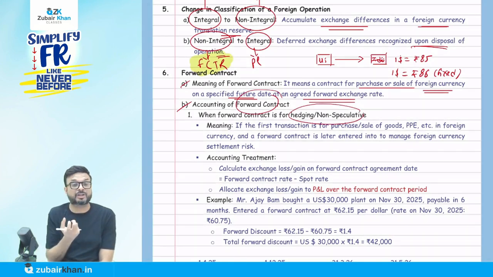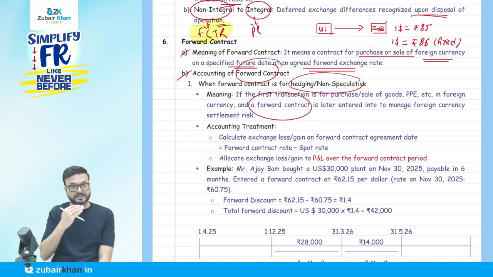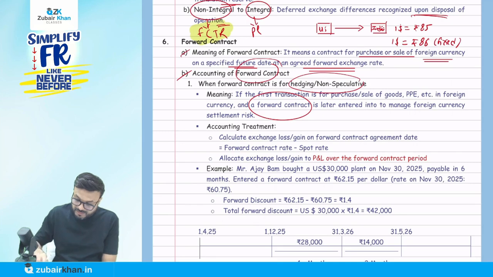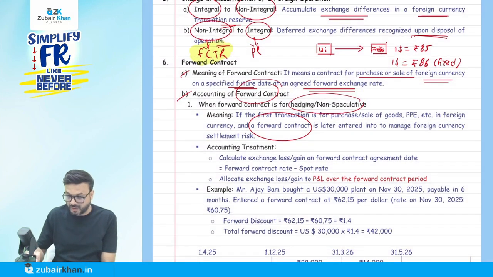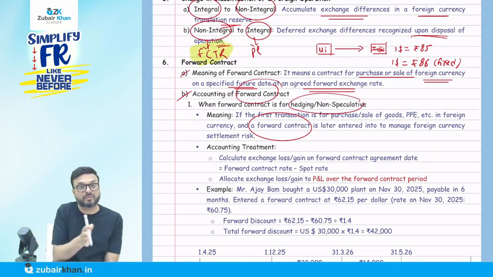To make it simple, actually you purchase something. For example, if the first transaction is a purchase or sale of goods or PP, anything, and you enter into a forward contract. You purchase and you enter into a forward contract. What is the accounting treatment? This forward contract has a loss: instead of paying 85, you pay 86, a loss of 1. I have to recognize it over the life of the forward contract.